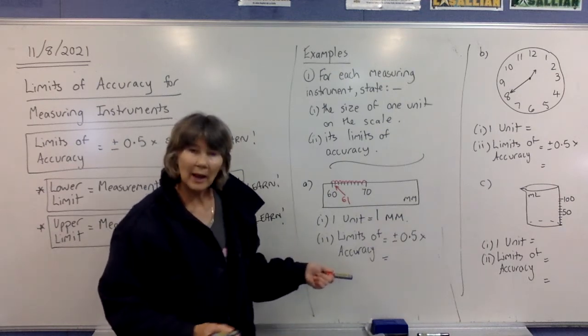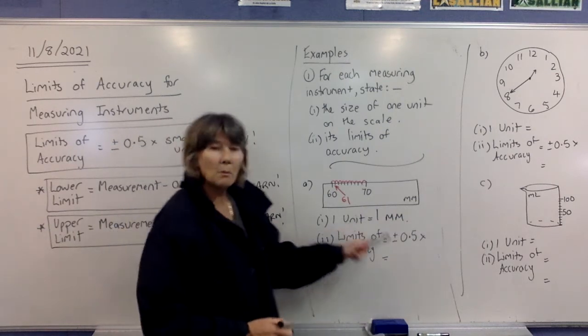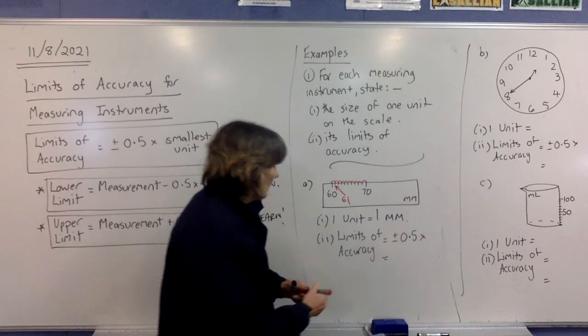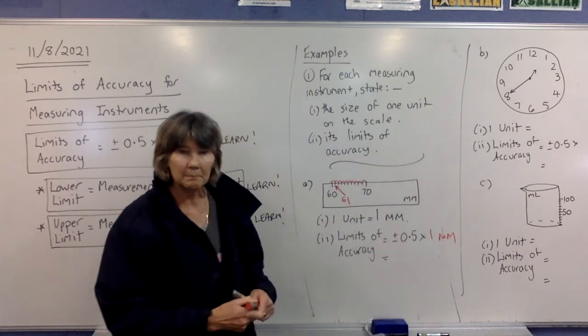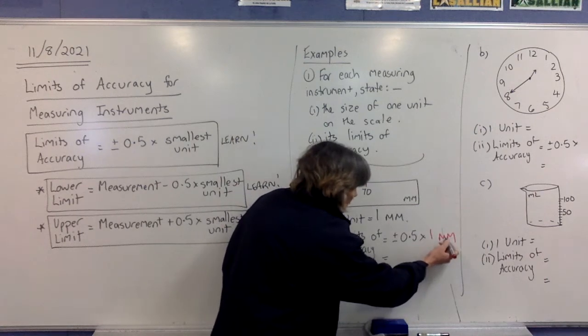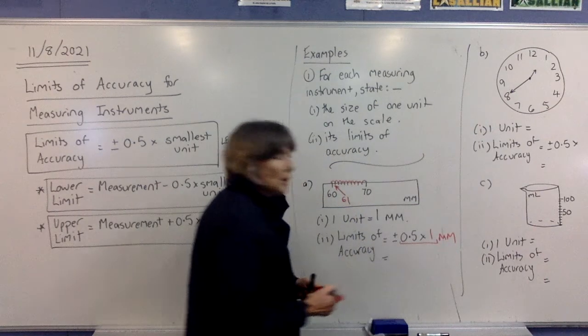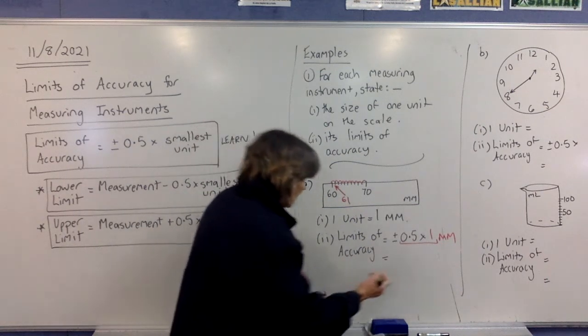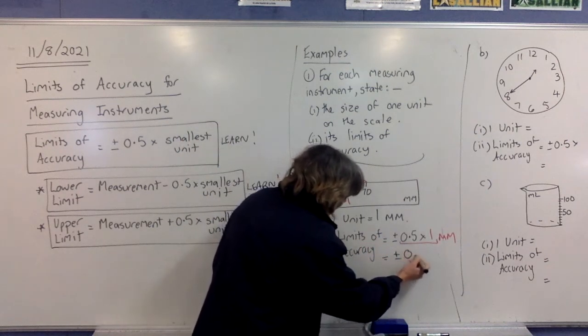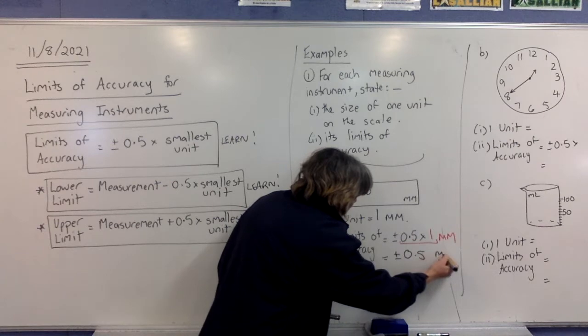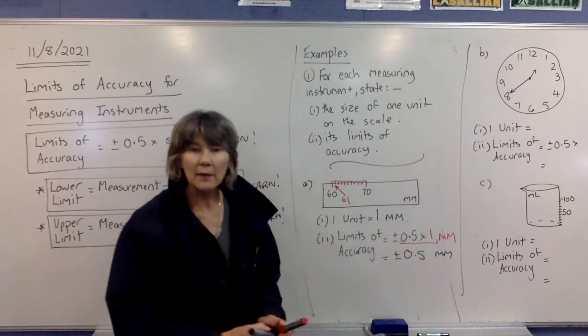So to get the limits of accuracy, you're going to do plus or minus 0.5 times that smallest unit that we have on our scale, which is 1 millimetre. So all you have to do is work out 0.5 times 1, which you can do in your head, can't you? So we're going to have plus or minus 0.5 millimetres. Now let's have a look at the next one.